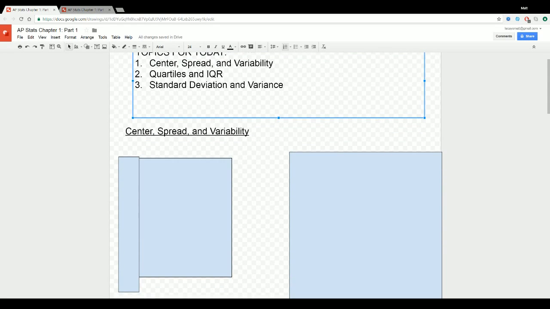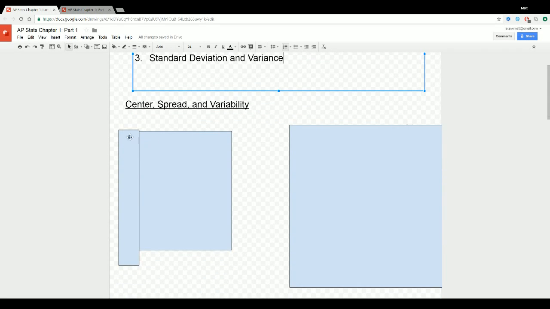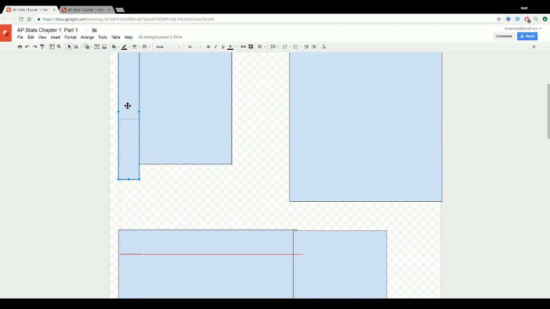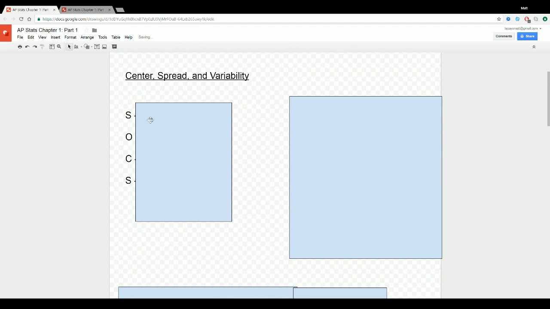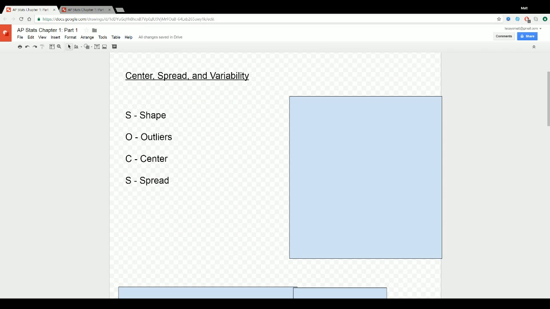So let's start with center, spread, and variability. Basically, we're going to be talking about how you would describe distributions. When describing a distribution, we have to look at 4 different elements. We use the abbreviation SOCS to help remember it. The first S stands for shape, the O stands for outliers, the C stands for center, and the S stands for spread. When we're talking about the shape, we look at 3 different types of shapes.